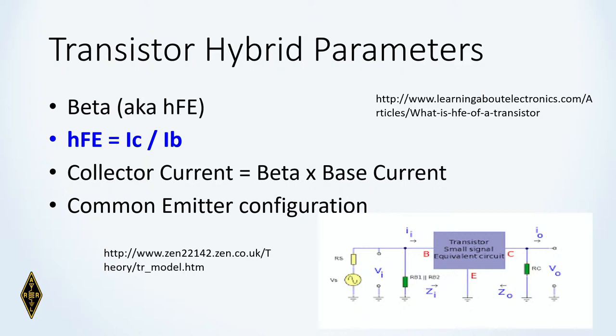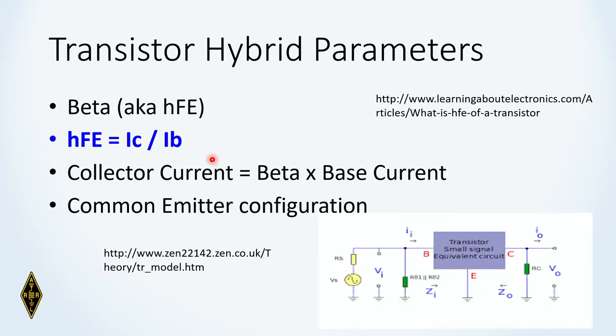And the ratio of a base current change to collector current change is known as a transistor's beta in the common emitter configuration. It's one of what they call a hybrid parameter. So if you see HFE, this is a hybrid parameter, forward gain, common emitter configuration. And so the ratio of collector current to base current is the transistor's beta or gain. And this can be characterized with DC currents, or it can be characterized with AC currents, so the DC beta or the AC beta.